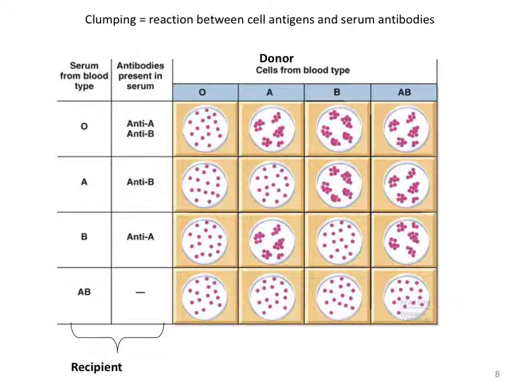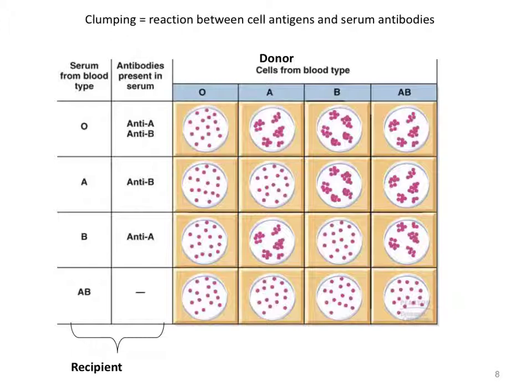Okay? So the top row shows the donor identity, O, A, B, or AB. You should be able to draw their possible genotypes at this point. The left-hand column shows what the recipient's blood is. Okay? Again, O, A, B, or AB.